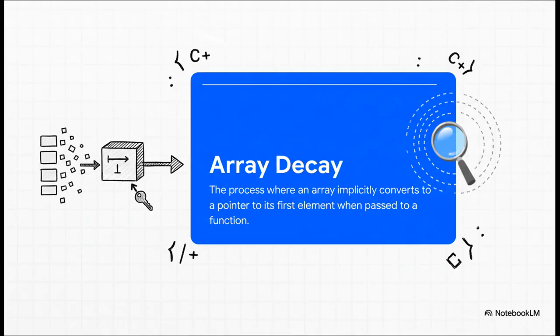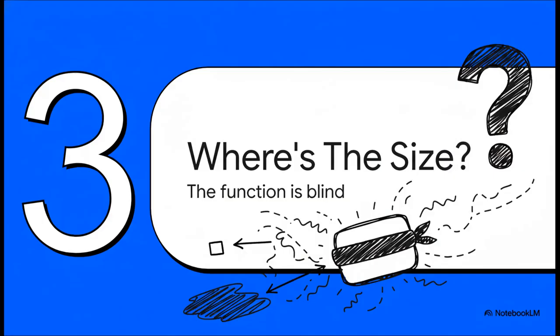So, let's put a formal definition on it. Array decay is simply the process where an array basically loses its arrayness. It just decays into a simple pointer that points to its very first element. The function never gets the whole array, it just gets the memory address of where that array starts. So what's the big deal? Well, this decay leads directly to the single biggest problem. If the function only gets the starting address, how in the world is it supposed to know where the array ends? The short answer is, it doesn't. All that critical size information is just gone. It's lost in translation, leaving your function totally flying blind.